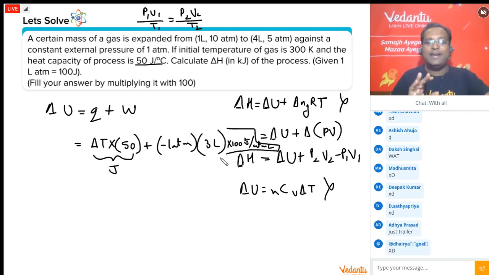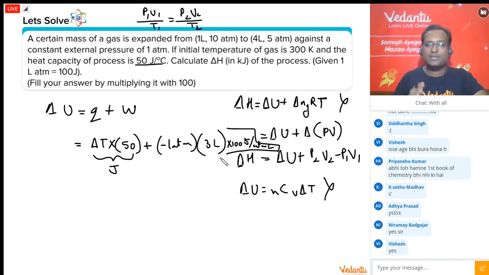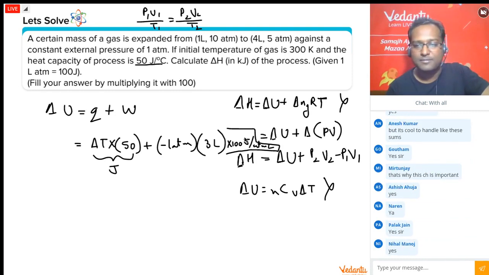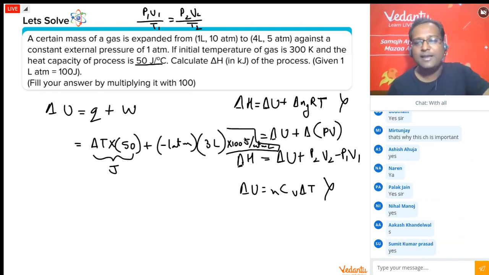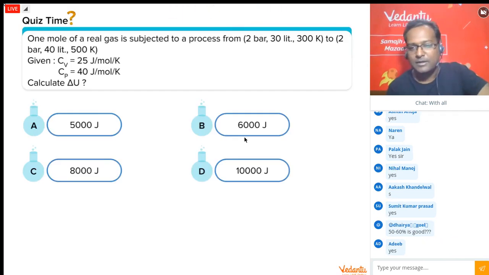See, I agree it is heavy. But you are understanding, right? You are able to solve at least 50-60% of the questions. Exactly. Then it's okay, na? Then why are you scared? Then it should be like bring it on. Yeah, 50-60% in first go is always good in any chapter.